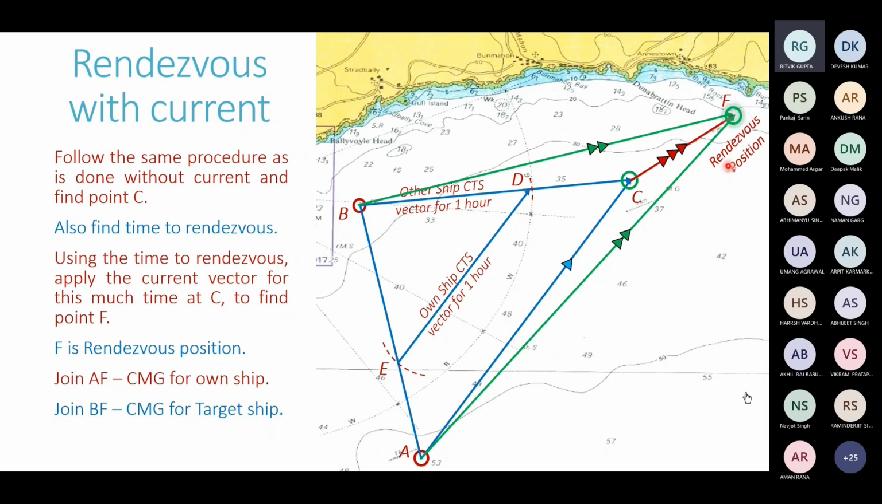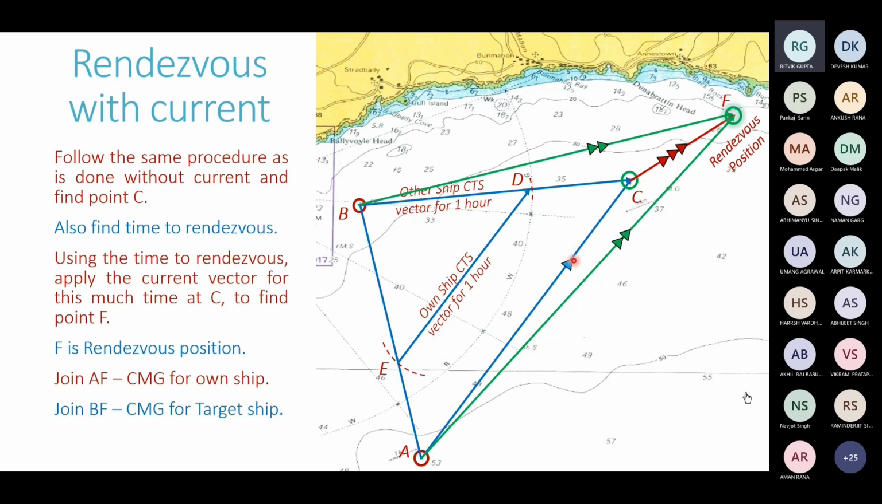We can read out the latitude and longitude from here. We can read out this Alpha Foxtrot vector. The direction of this vector will give us the course made good by own ship. And the direction of the blue vector, either Alpha Charlie or Echo Delta, both lying in the same direction, will give you the course to steer for rendezvous.